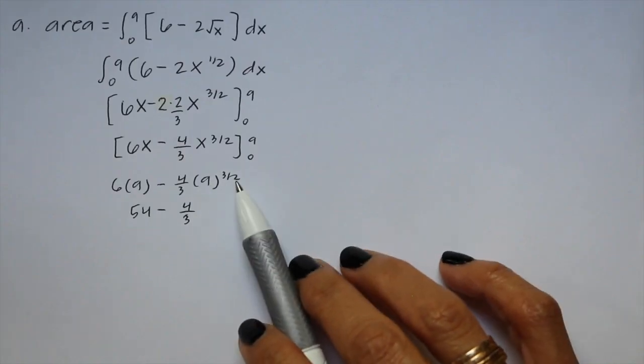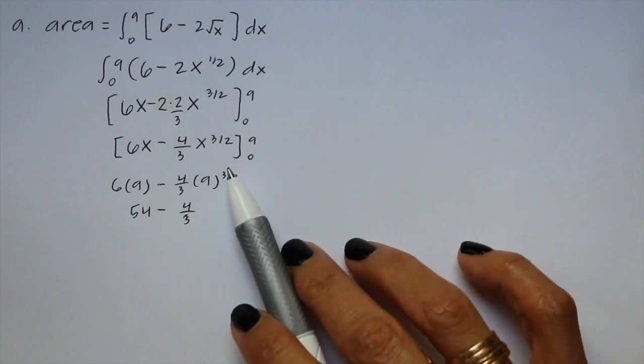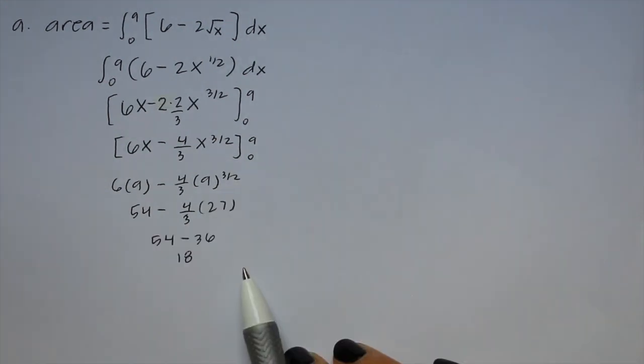And to evaluate this, we're going to do the root first. The square root of 9 is 3, and then 3 cubed is 27. And your final answer is 18.